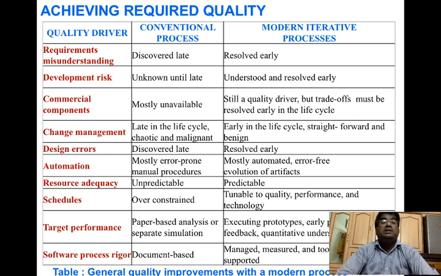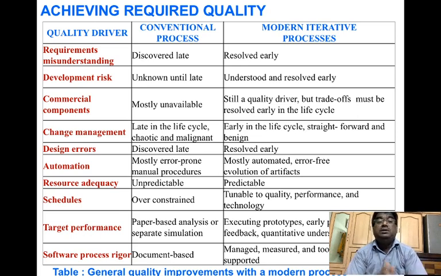Schedules: over constrained. Schedules means cost, time, and personnel staff. Another important thing is development schedules are over constrained. Over constrained means they may exceed, but in case of modern practice, it is tunable to quality, performance, and technology, with all schedules within the budgets. Target performance: paper-based analysis and separate simulation. In case of modern: executed prototypes, early performance feedback, quantitative understanding.